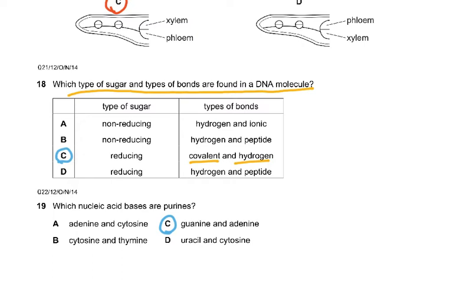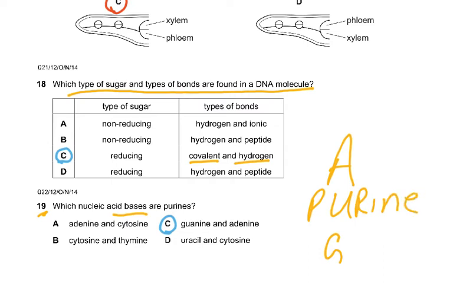Then number 19, which nucleic acid bases are purines? Adenine and guanine. I told you to remember that AUG. Purine, adenine, and guanine. August is the month in which we have the 14th of August, Independence Day. So that's how you remember it. You have to make some mnemonic to remember it, actually.